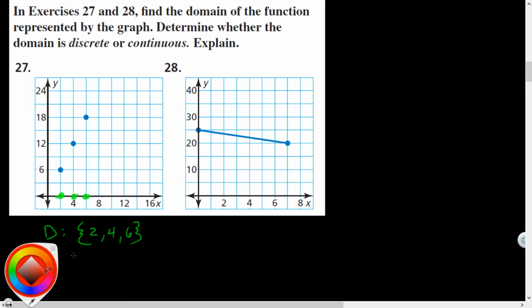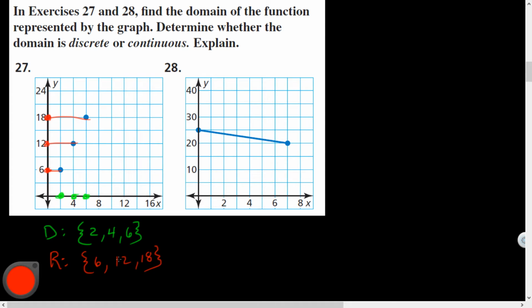Let's talk about range. It looks like it shows up here on the y-axis, right? If I'm just kind of mapping these across, you guys see that, and there. So my range happens to be 6, 12, and 18. Oh, getting better at my curly brackets. And then they asked, is it discrete or continuous? This is discrete because these points are disconnected from one another, right? They're just kind of plopping a bunch of numbers there. So that's kind of my explanation.